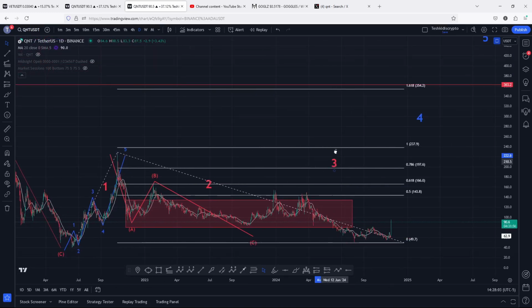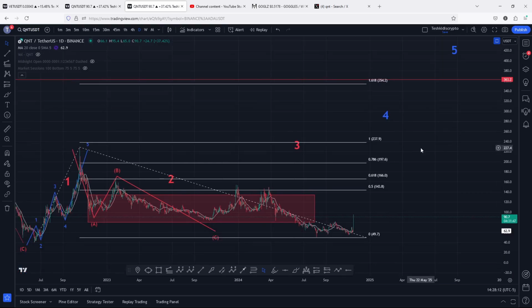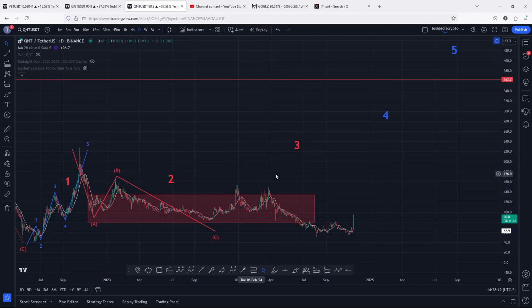Then we can expect a bit of a short-term pullback in our wave 4 and then continue pushing even higher in an Elliott wave count 5, taking us to new all-time highs and possibly giving us more than a 10x to the upside. So that is all I'm expecting on the short term and also on the long term here on the QNT chart.